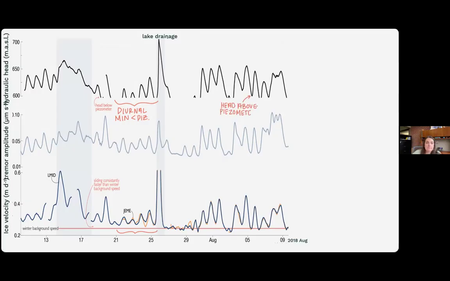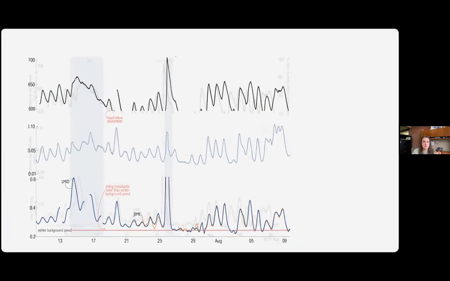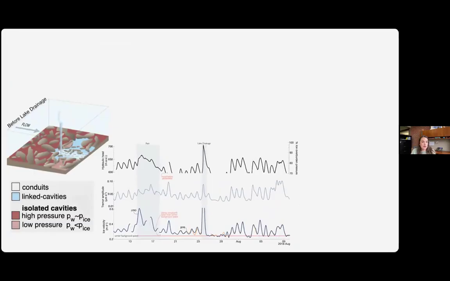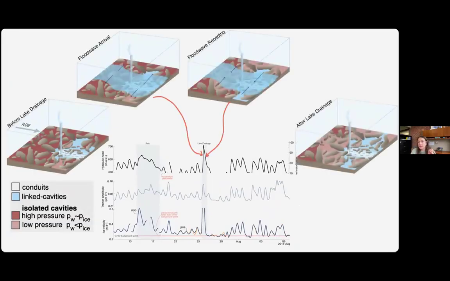So we interpret this instead following Lauren Andrews' previous work on the weakly connected or isolated component of the subglacial drainage system, whereas we have many hydraulically inefficient or disconnected or weakly connected parts of the subglacial drainage system, so the linked cavity system.